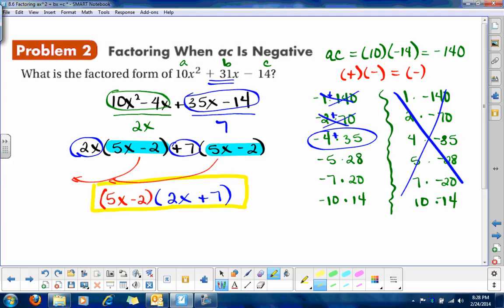And of course, if you wanted to, you can check using, you guessed it, your FOIL method. Okay, here's your final answer. Very good. Go ahead and check.